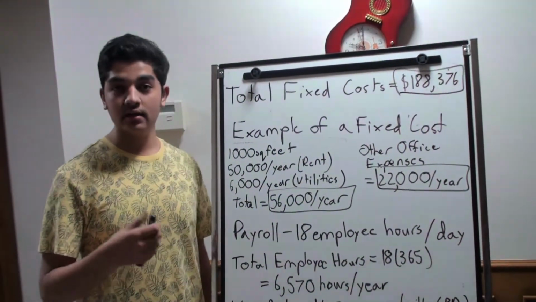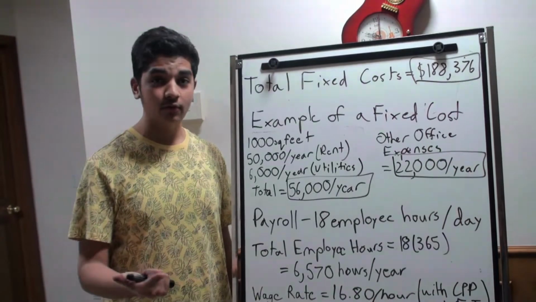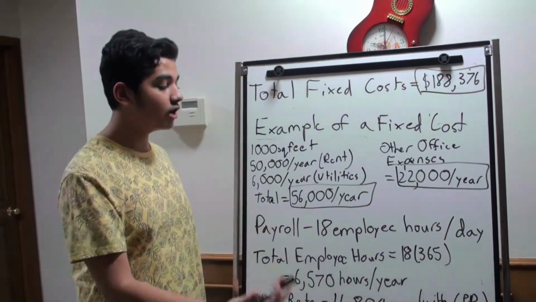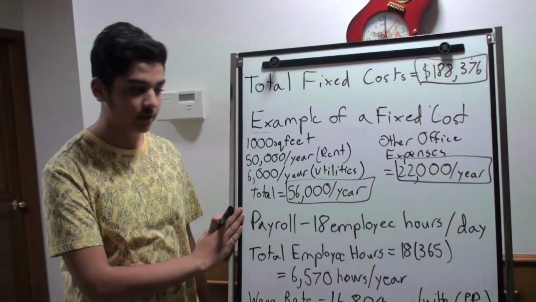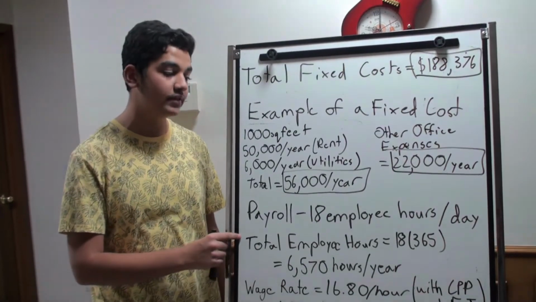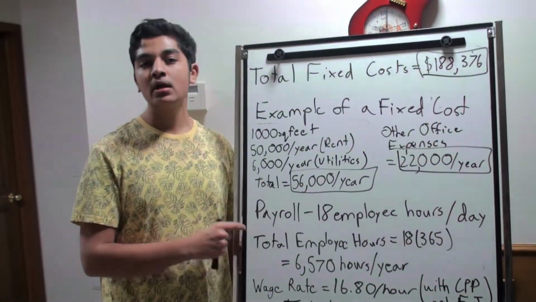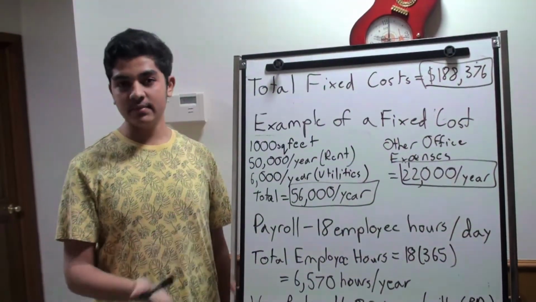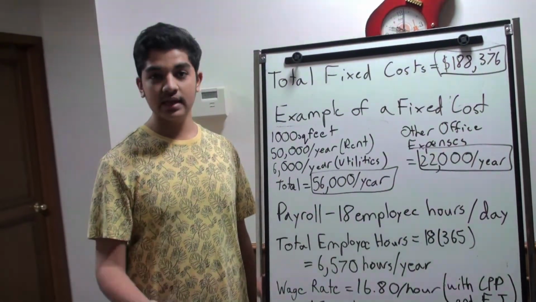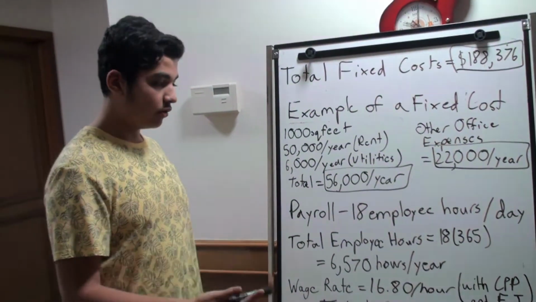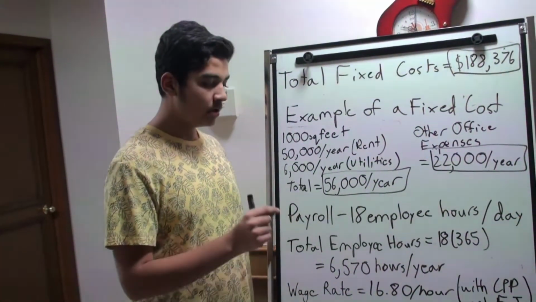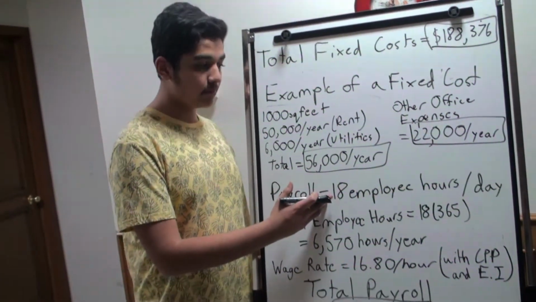After that, you take in the other office expenses that you would need to invest in, such as internet costs, telephone costs, and other costs that are added on top of the fixed costs of rent and utilities. Once you have that, you need to calculate the payroll of the employees that you're going to hire. Right now we're assuming that there are no semi-variable costs and it's just a linear relationship between sales and expenses. First we look at how many employee hours per day we're paying for. The amount I got was 18 employee hours per day.